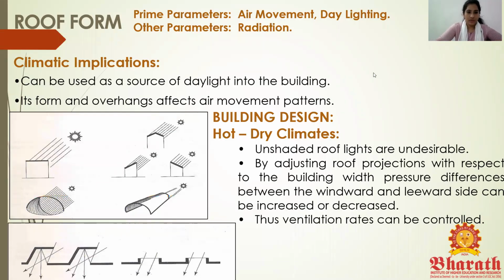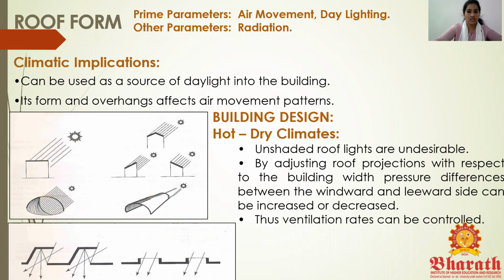So looking at the climatic implications, it can be used as a source of daylighting into the building. Its form and the overhangs affect the air movement pattern. So you have to see how the roof form also plays a major role, as we had looked at in the diagram. So in your building design, in the case of hot and dry climates, unshaded roof lights are undesirable.